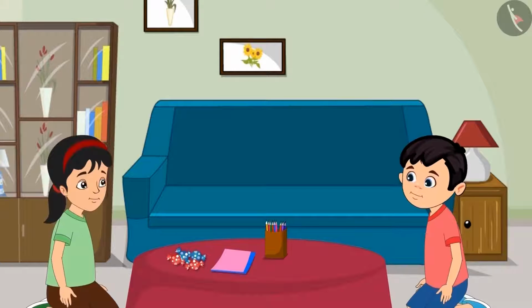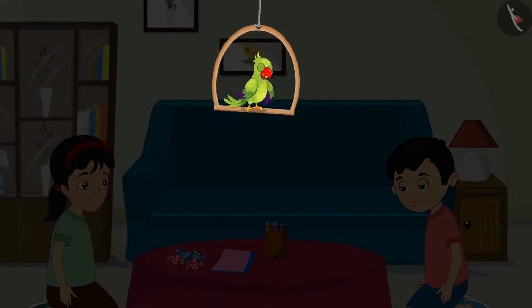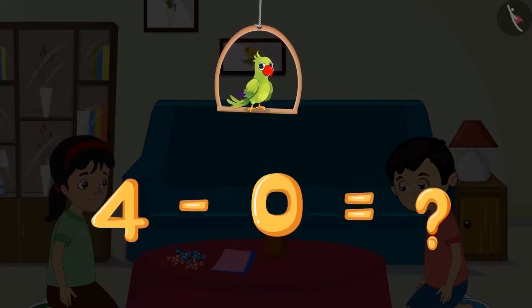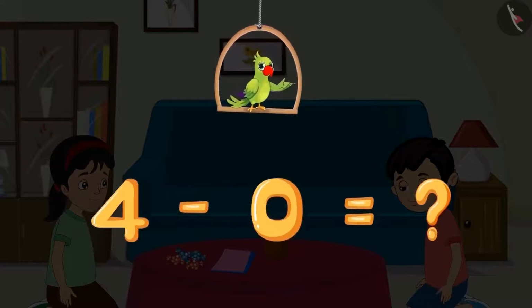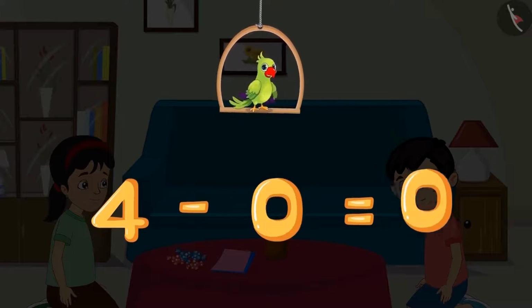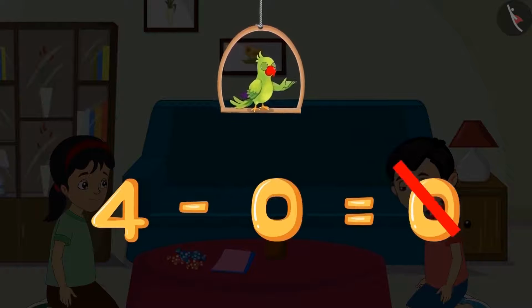Oh, okay. Fine, Pinky. So children, out of the 4 toffees, Pinky did not give even a single toffee to Chotu. This means she gave only 0 toffee. We can also write this in this way. Can you tell me the answer? Do you think the answer for this will be 0? No, right?